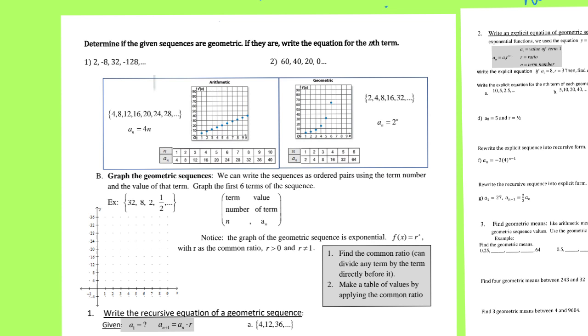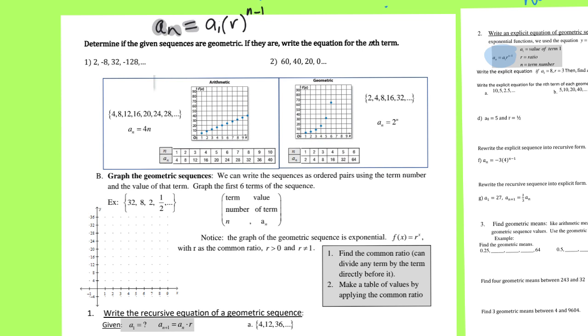If you cheat and look ahead to the next slide, you'll see the formula written there for geometric. It's going to be the explicit one, but I'll write it right here on our slide as well. So a sub n is equal to a sub 1 times r, the common ratio, to the n minus 1.